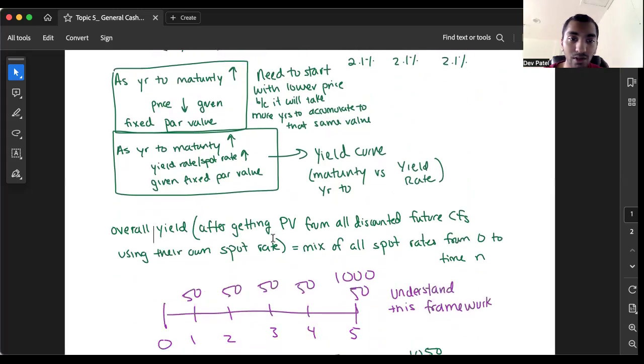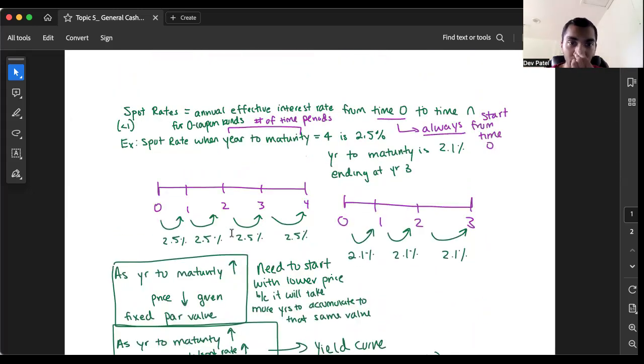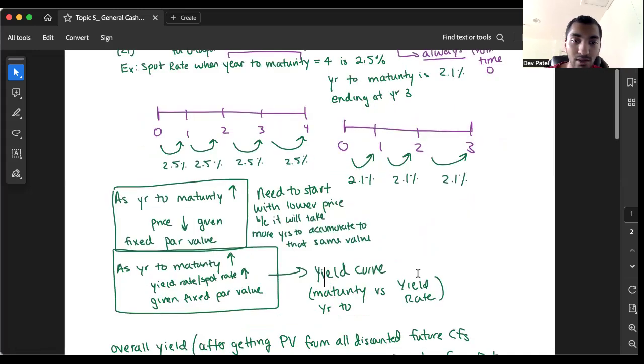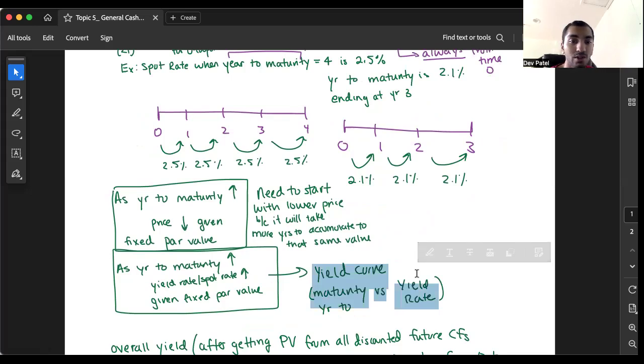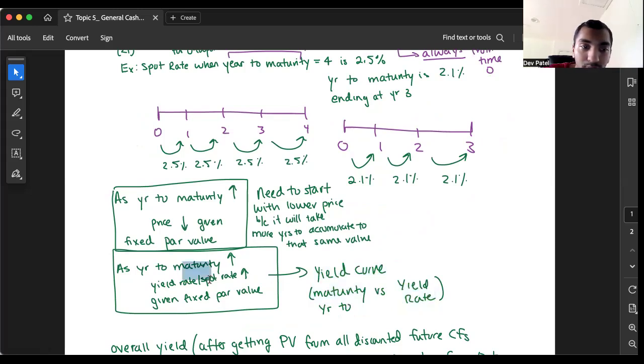Okay, so spot rates are basically interest rates, and they're going to be different depending on the year of maturity that you're on. So if you're on year four, it could be 2.5%, and we'll get more into how to actually calculate that later on. There's also something known as a yield curve, which describes the same concept I talked about before: maturity year versus yield rate, which in this case you can think of as the spot rate. So maturity year to spot rate.